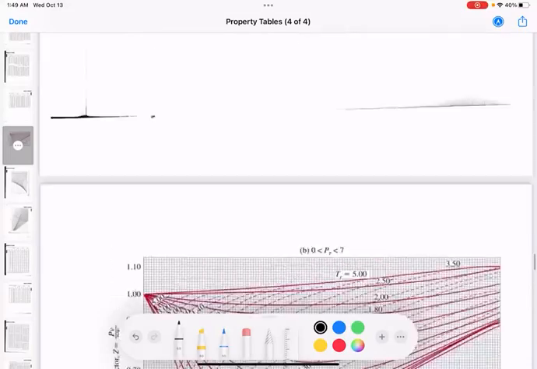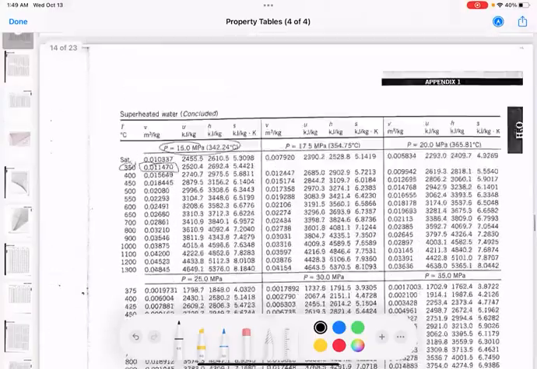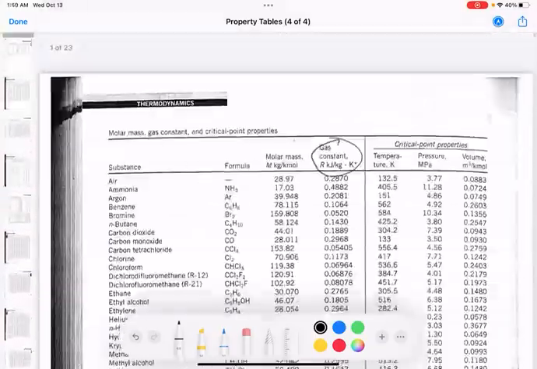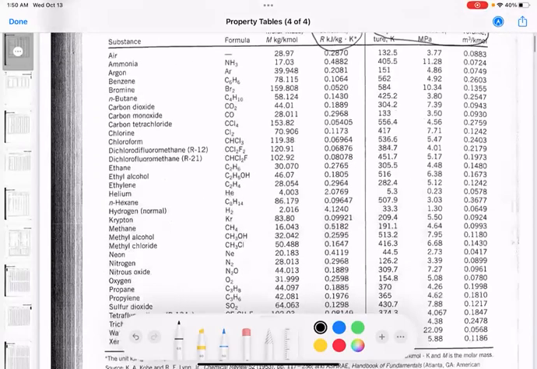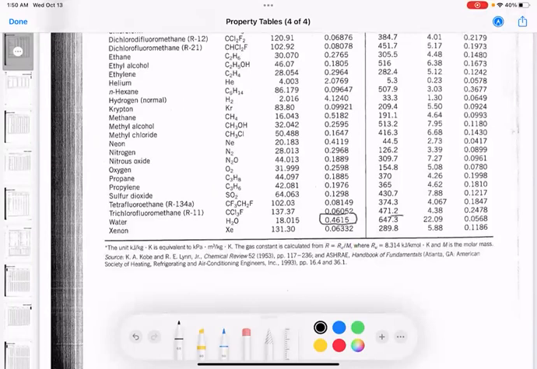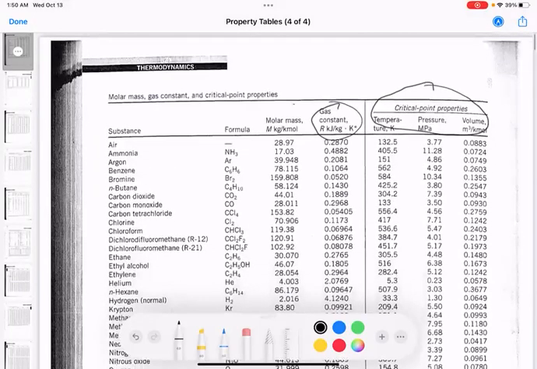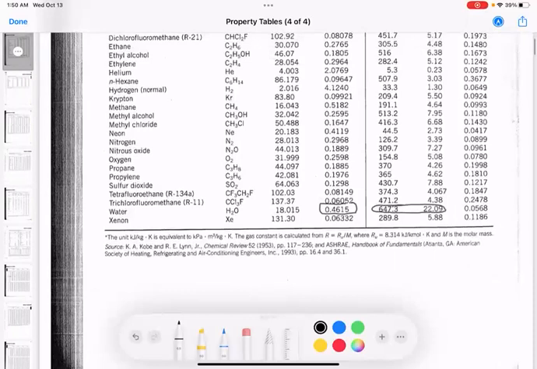So, of course, we need to know the critical temperature and pressure of water, and we can get that from the right section here, this table, and we see temperature and pressure in the first two columns. And we can see that the temperature and pressure, and of course this is indicated in megapascals, is 647.3 in Celsius or Kelvin, and 22.09 megapascals. Okay, so let's see what that means.